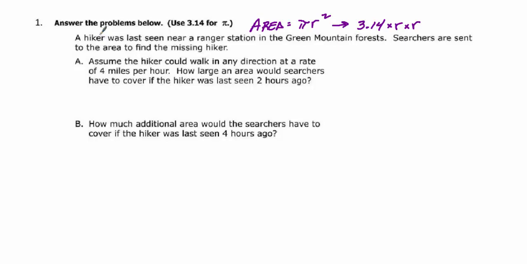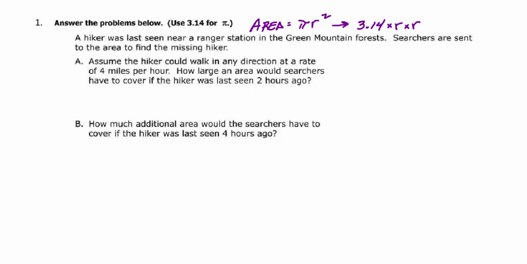So here's our first story. A hiker was last seen near the ranger station in the Green Mountain forests. Searchers are sent to the area to find the missing hiker. Assume the hiker could walk in any direction at a rate of 4 miles per hour. How large an area would the searchers have to cover if the hiker was last seen 2 hours ago?